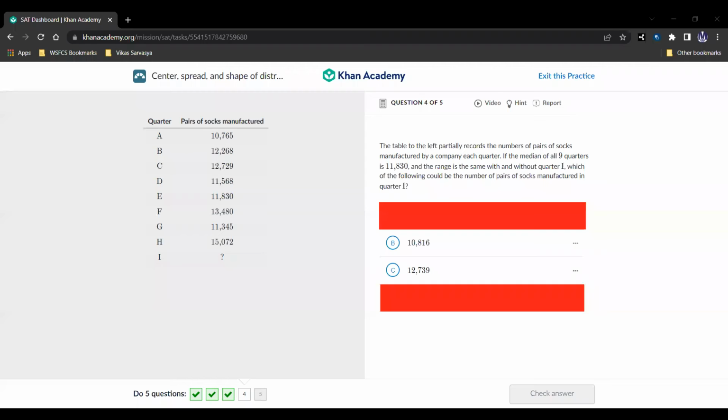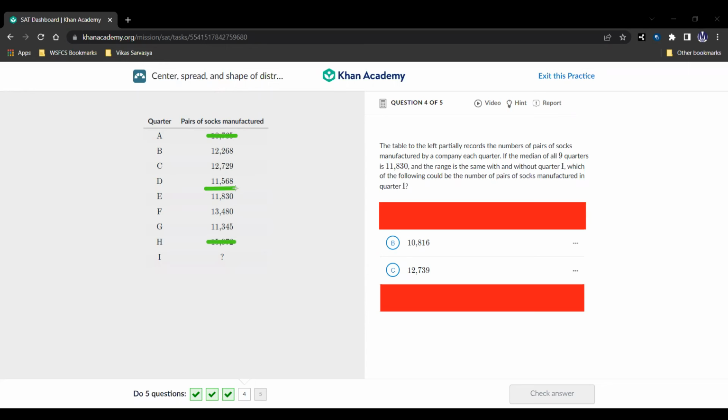All right, so now what are we going to do? Well, we can find the median of all 9 quarters, which is going to be 11,830. So we can cross them out from each side. So we can cross out the lowest, we cross out the highest. All right, now if B is the correct answer, then this would be the next lowest. But let's assume for a second that it's not B, right? Just so that we can keep crossing these out.